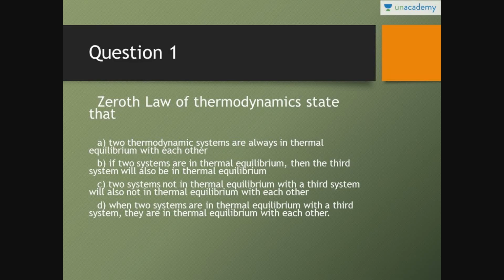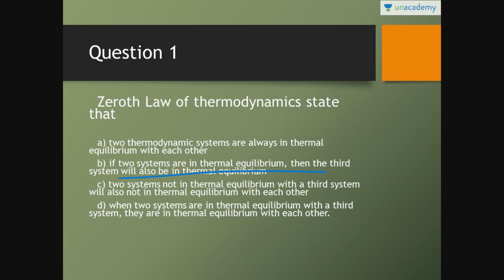Here comes the very first question. It's very simple. You must be knowing this. Zeroth law of thermodynamics states that... I am starting with the basic questions. After that, in the upcoming lessons, I'll be giving you difficult problems as well. Fine. Just first of all, try to solve these questions by yourself. The question says the zeroth law of thermodynamics states that option A, two thermodynamic systems are always in thermal equilibrium with each other. See, this is a wrong statement because it is not two, there are three systems. Nothing is mentioned of a third system, so this statement is wrong.